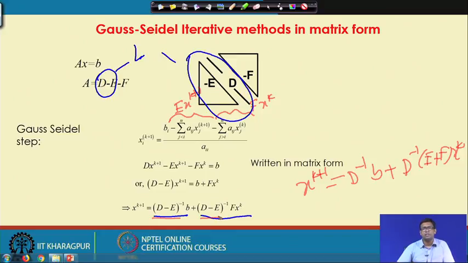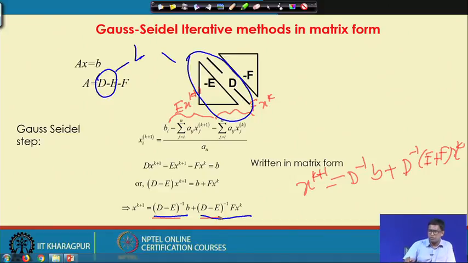So, D minus E cannot be a singular matrix. So, diagonal minus the lower triangular cannot also be a singular matrix. So, all these requirements for the class of matrices for which we can get a solution through these iterative methods will come out of this analysis. So, it is important that we look into these iterative steps in their matrix form.